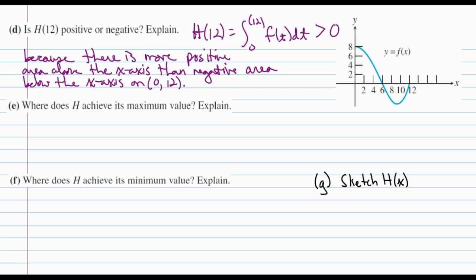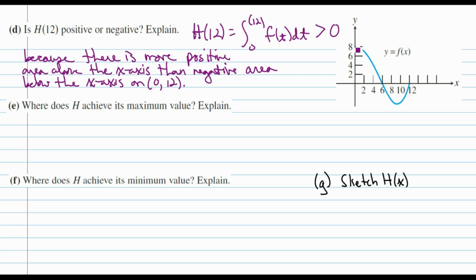So a maximum of h will occur, let's see, in the middle of the function when h's derivative, the graph we're looking at, changes from positive to negative, so h would change from increasing to decreasing there. So there's a maximum possibility at 6. Now what about those endpoints?